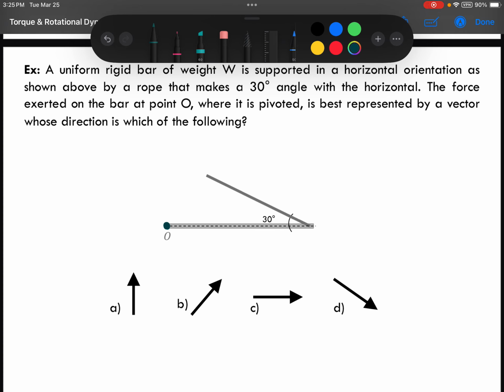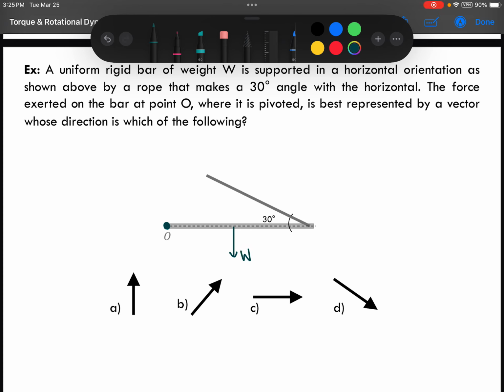Now, this whole bar has mass. The mass is distributed evenly, right? It says it's uniform. So where the weight is going to be acting on the bar will be at the center of mass. And since it's uniform, that'll be half the distance of the bar. So the weight will be acting at half the length here. We'll have that force of gravity or the weight. I guess I'll use the same notation they did in the problem.